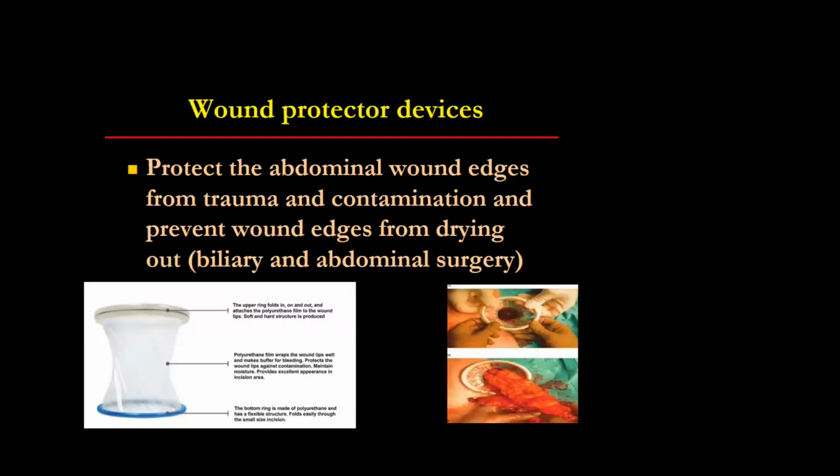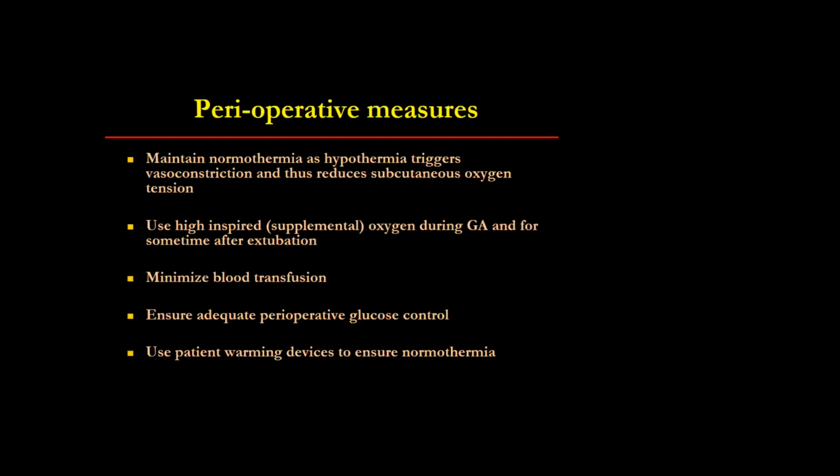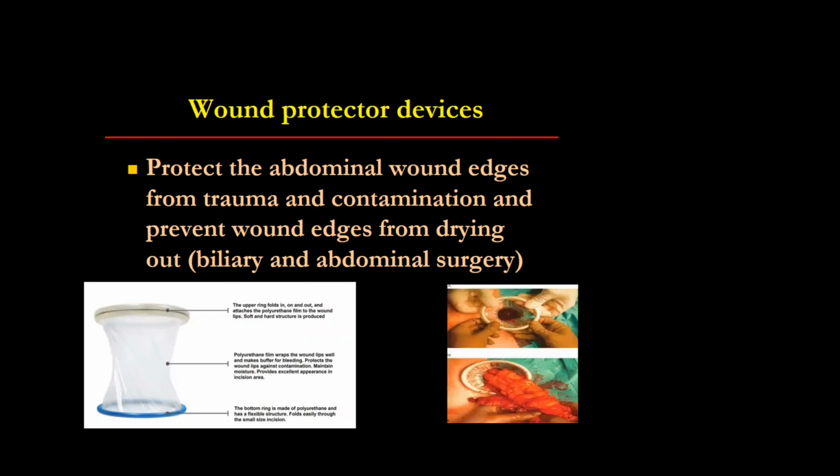Now, what about wound protected devices? So these things have been developed in the market. Everybody tries to sell many things. So what is done is you have this kind of a contraption, this kind of a thing which you insert in the wound, so that the wound edges don't get contaminated by whatever is in the bowel. It is good if it is there, you can use it. And another thing which they do is they prevent the wound edges from drying out, because drying out a wound also increases the chances of wound infection. Yeah, this is while you're operating.